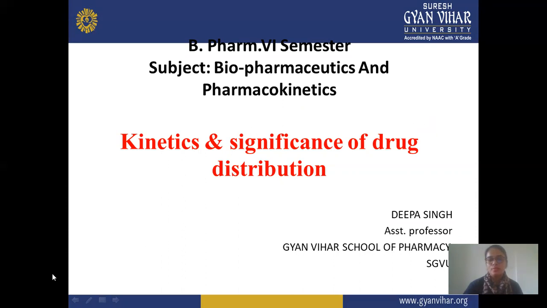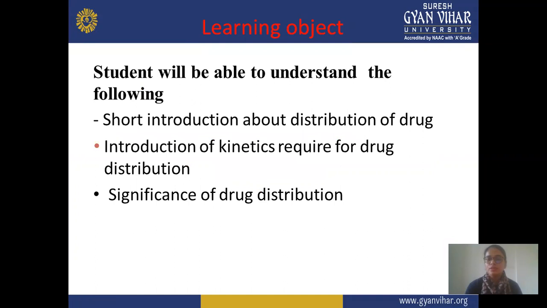Before starting this topic, you should know some basic objectives. These mainly include a short introduction about distribution of the drug, an overview of the definition and description of distribution, because in the previous slide we already covered the introduction part. Here you will know all the parameters required for distribution, the kinetics required for drug distribution, and the different reactions for the kinetics of drug distribution.